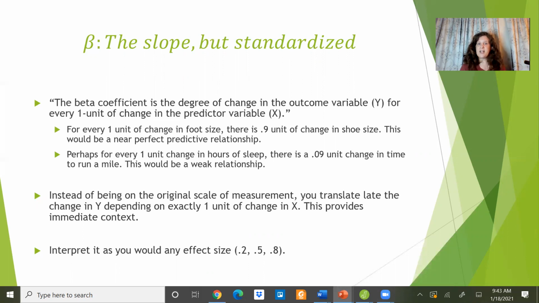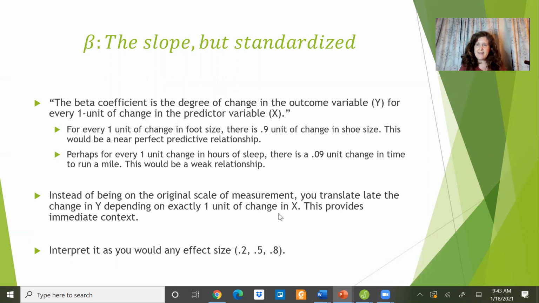Perhaps for every 1 unit change in hours slept, there's a 0.09 unit change in time for a mile run. That would be a really weak relationship, right? If every time your hours slept changes, only 0.09 of a unit of running time changes, that wouldn't be very impressive. There wouldn't seem to be much of a relationship. So beta is standardized. It's on a scale of 0 to 1. The closer to 1, the more Y will change based on X. Closer to 0, the less it changes.